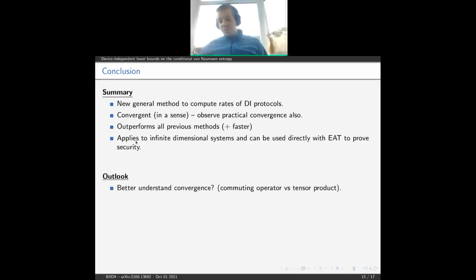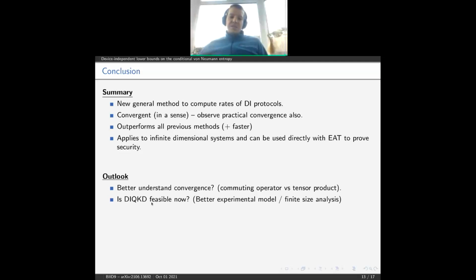Maybe some questions for the future. It would be nice to better understand the convergence of the technique in the fully infinite-dimensional setting. For example, we have an issue where we dropped from this tensor product structure to the commuting operator structure. There can be a gap there.